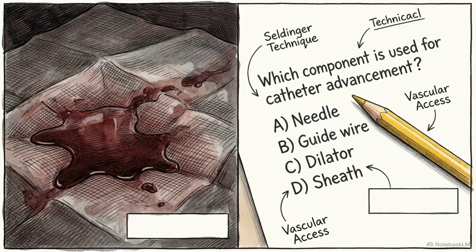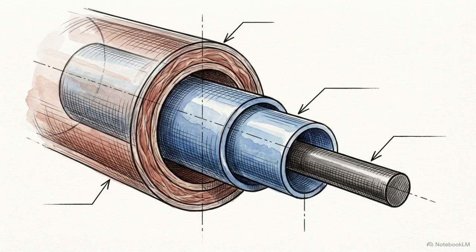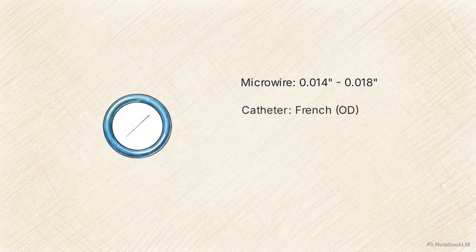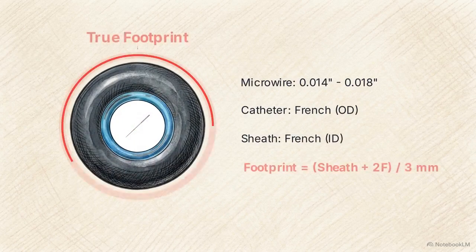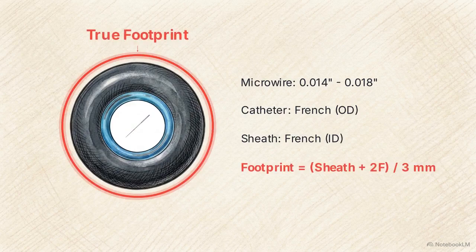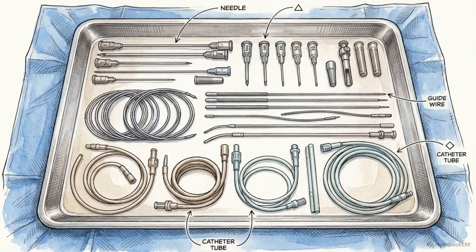Understanding why this discrepancy exists is mandatory for mastering board-level exam questions and preventing unanticipated access site hemorrhages. Safe vascular access depends on tracking the shifting axioms of the coaxial system, following the math outward from the central microwire to the true physical footprint of the access sheath. We can derive these rules through a first principles approach, mirroring the actual clinical steps of gaining vascular access.